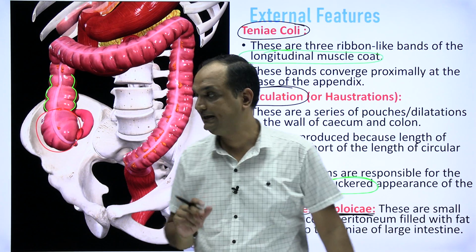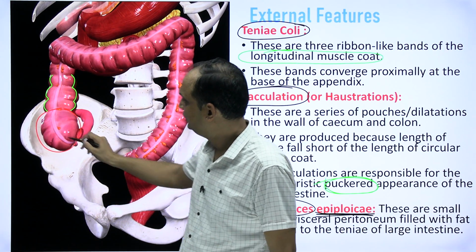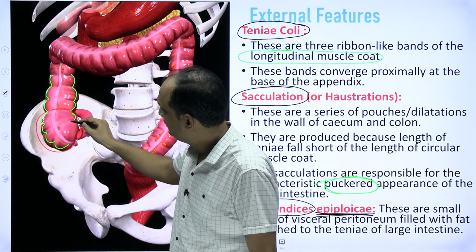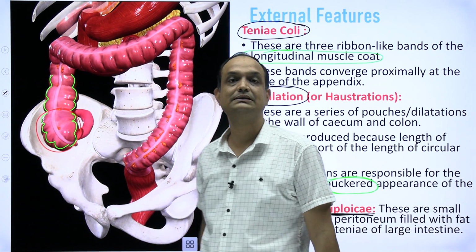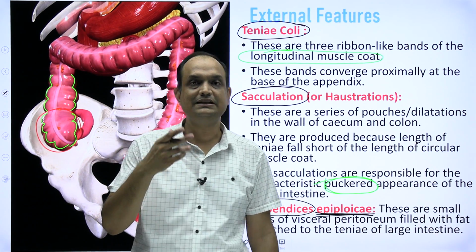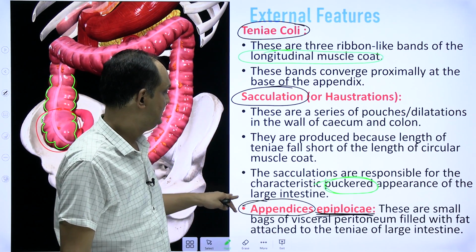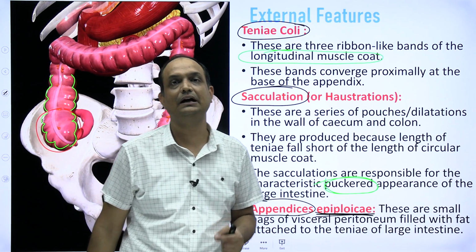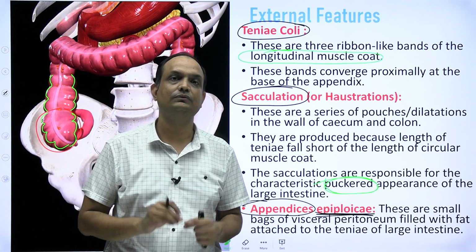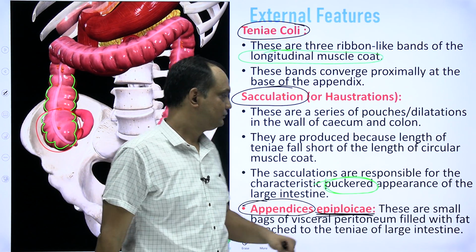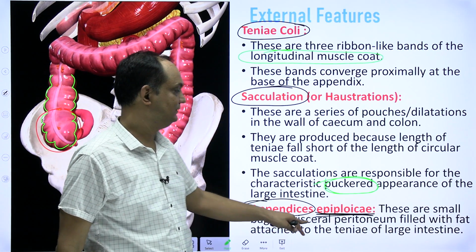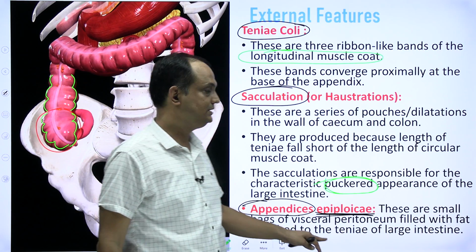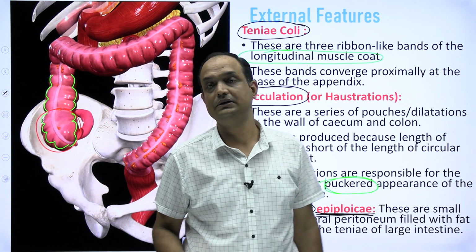When you see the cecum, the cecum will also show this puckering appearance, and these are your haustrations or saculations. Now the third characteristic is appendices epiploicae. What are these actually? These are pouches of the peritoneum which are filled with fat. These are small bags of the visceral peritoneum filled with fat, and they are attached along the teniae of the large intestine.